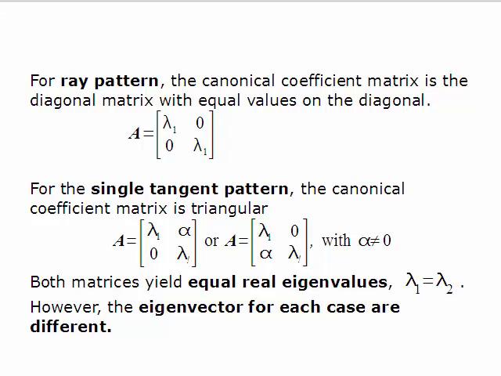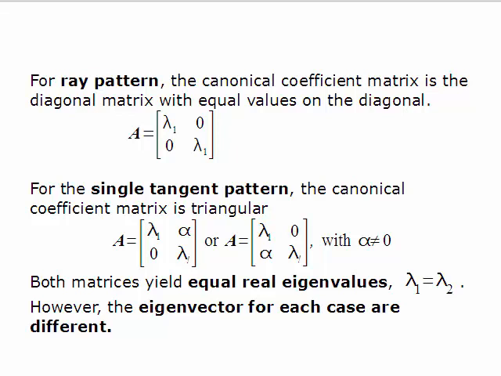Now whether we get the ray pattern or the single tangent pattern depends on the eigenvectors. And finding the eigenvectors is quite a bit different in this case compared to the previous case. So we're going to do the canonical examples first, that is examples with very simple coefficient matrices and very simple patterns, with the eigenvectors usually lined up right along the coordinate axis.